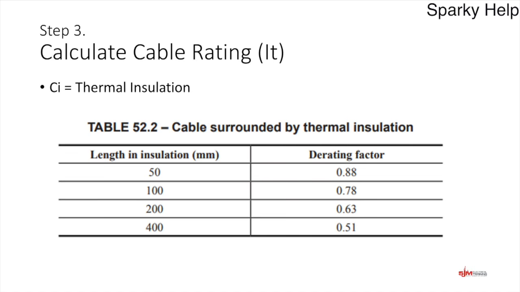In other words, if anything above half a metre of your cable goes through insulation, it derates your cable by half. Hence what they say in BS 7671 is avoid it at all costs. But these are the correction factors if you put your cables through thermal insulation. If you avoid it, then you don't need to worry about it.